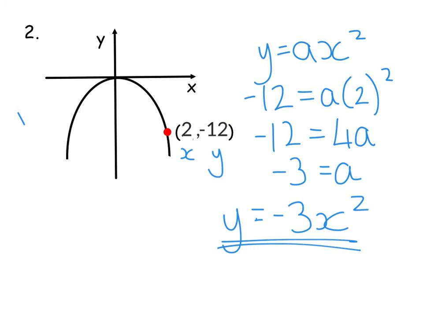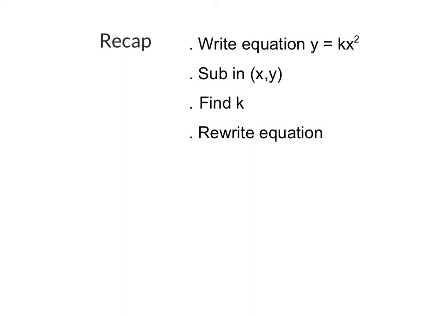So let's look at the recap for each of these ones. For each question, step 1 is you're going to write the equation. You'll notice I've used a k here instead of an a. You label your coordinate and sub it in. You find what a or k is, and then you rewrite the equation. So I'm going to put a couple on the next slide for you to pause and try on your own, and then you can check your answers.